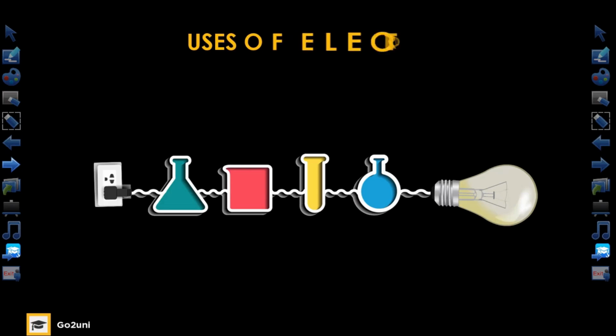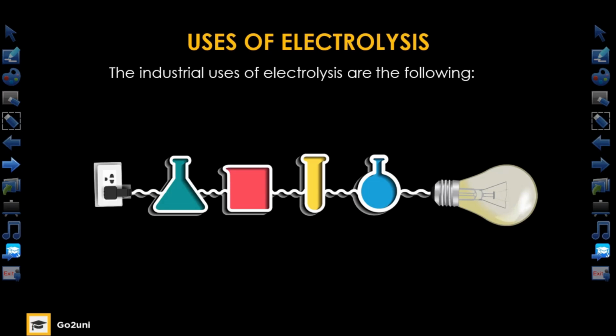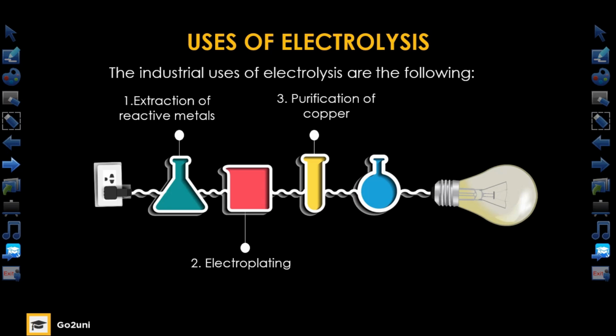Uses of electrolysis next. What are the uses of electrolysis? Industrially, electrolysis is used for the extraction of metals from their ores, that is, from their raw forms. We can also use electrolysis in plating. It is applied in electroplating, and also in the purification of copper.